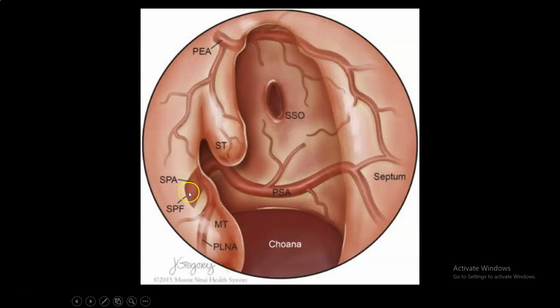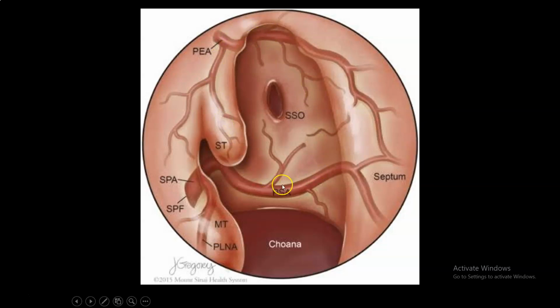It passes from the sphenopalatine foramen at the sphenopalatine ganglion, and then it forms an artery crossing transversely from lateral to medial, called the posterior septal artery. Why? Because it is supplying the posterior part of the nasal septum. This artery could be injured during surgery in opening the sphenoid face, the anterior wall of the sphenoid sinus, but it's not a big deal. You can coagulate it easily, and it anastomoses with the posterior ethmoidal arteries.